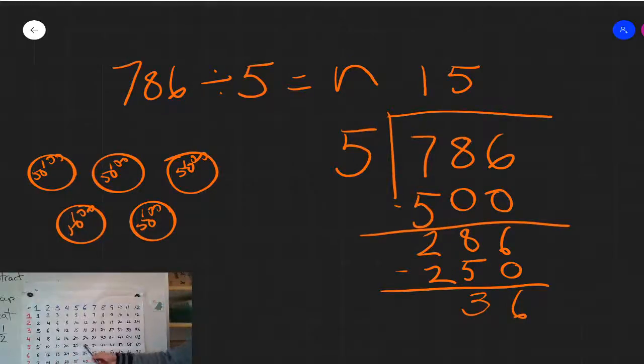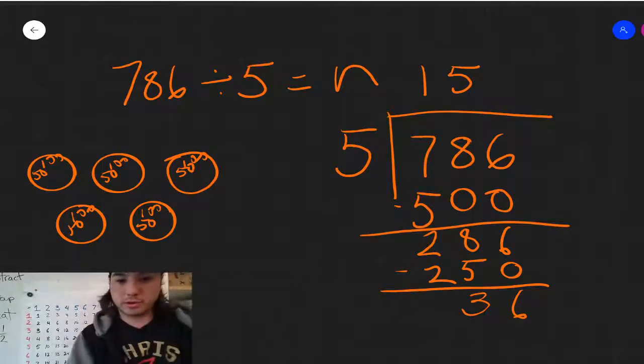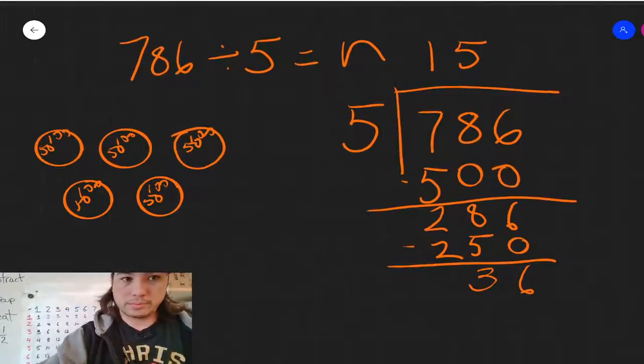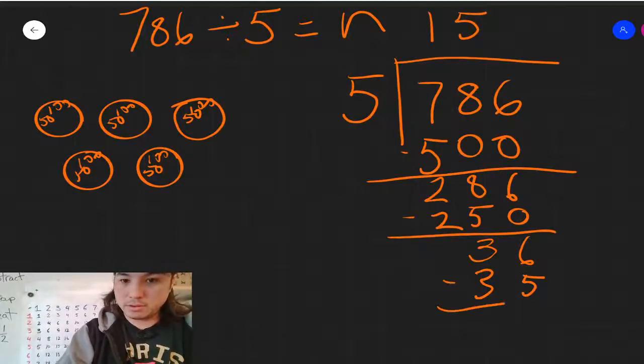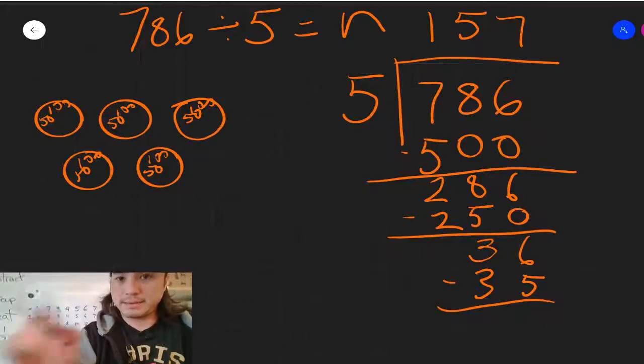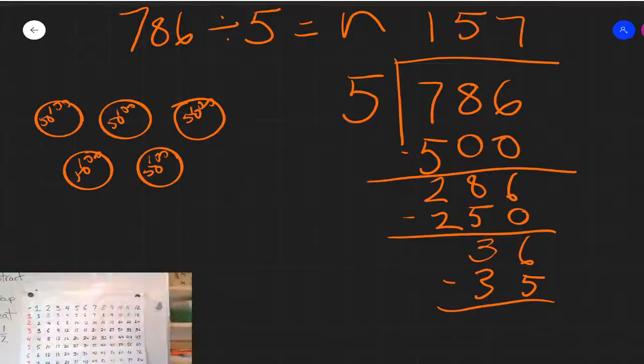How close can we get to 36 without going over? I think it's 35 divided by 5. So I'm going to put my 35 ones down at the bottom. I'm going to scoop the whole thing up so you can see it. 35 divided by 5 is 7. I'm going to put my 7 up top.